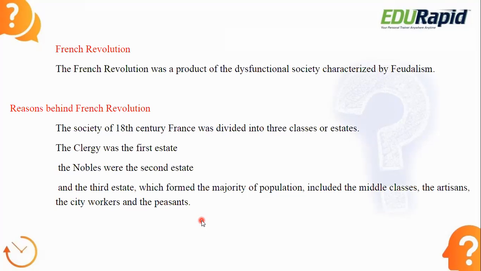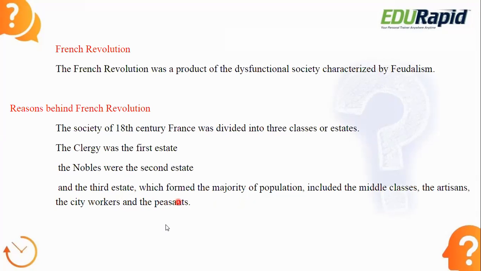So what are these three classes? The clergy class. Clergy means the churchmen. Next, the nobles class was there, and the third class, which includes a lot of the middle class people, artisans, city workers, and peasants. So the third estate or third class is the one which had the majority of the population. So these three types of classes were there.